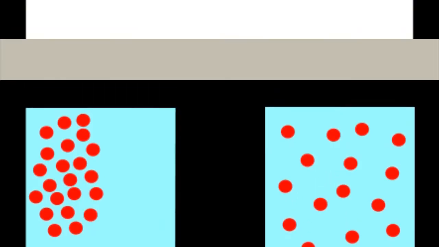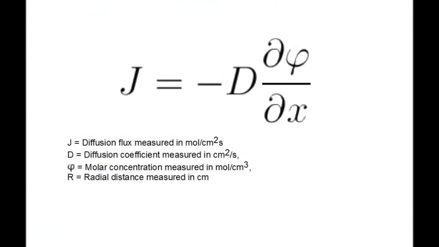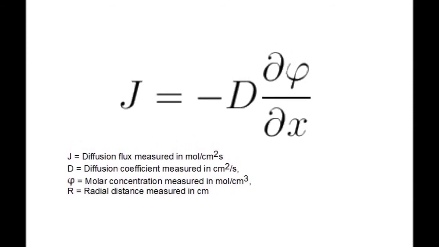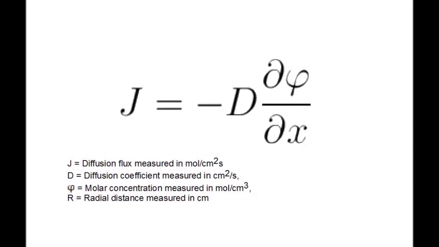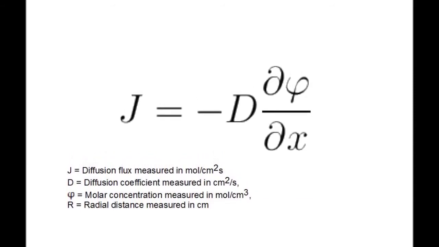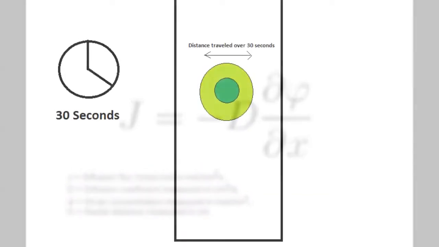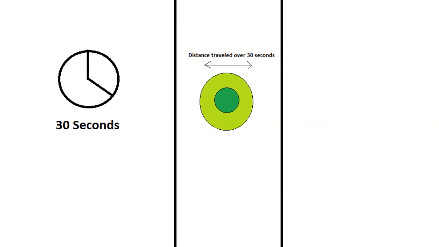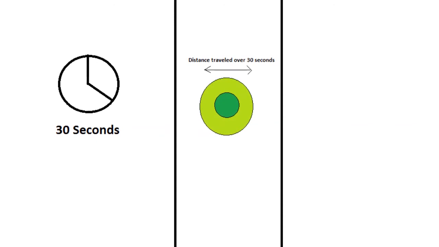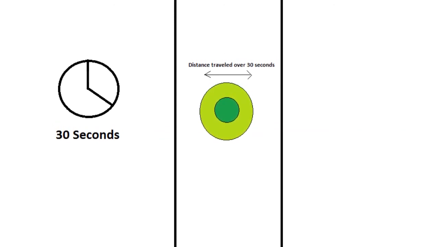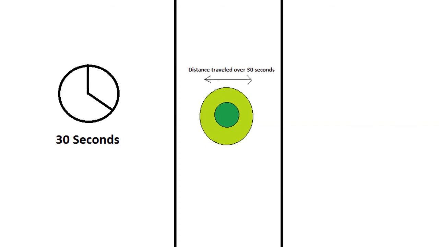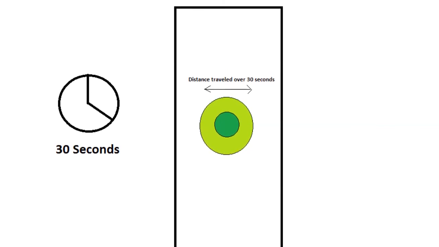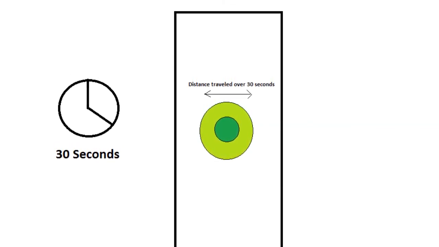In Fick's first law, diffusion flux is directly proportional to the diffusion coefficient, since molar concentration does not change significantly over a small radial distance, and thus can be assumed to be a constant. Diffusion time interval is set to be 30 seconds in each experiment, which is measured by using a stopwatch. A greater radial diffusion distance indicates a larger amount of fluid is diffused through a cross-sectional area at a given amount of time, thus a greater diffusion flux.